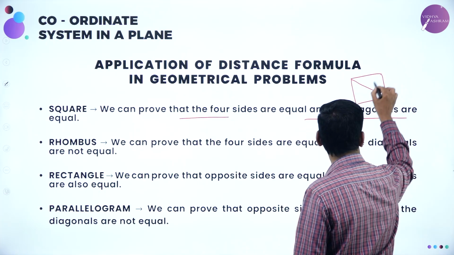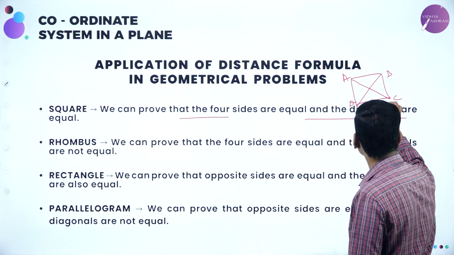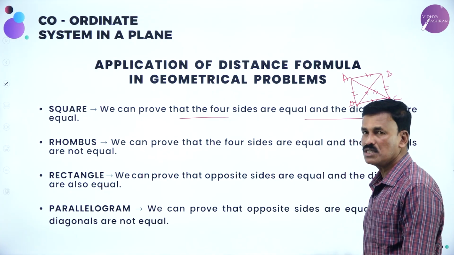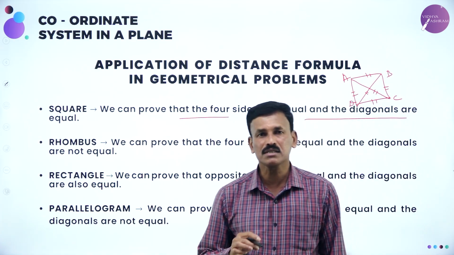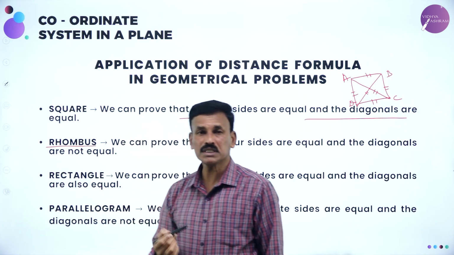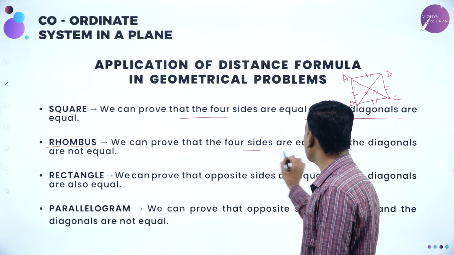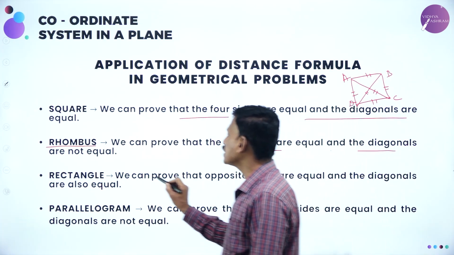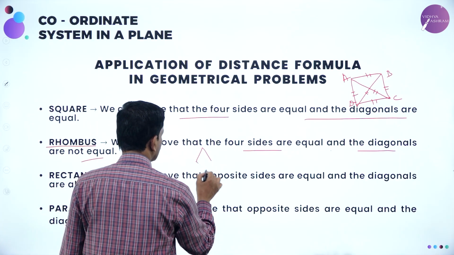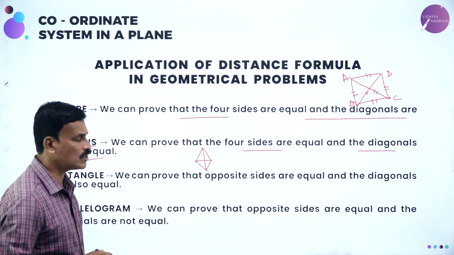This is a square, A, B, C, D. All the sides are equal and the diagonals are also equal, then it is called a square. Rhombus. For a rhombus, if all sides are equal and diagonals are not equal, then it is called a rhombus. We can prove that the 4 sides are equal and the diagonals are not equal. This is a rhombus. For a rhombus, all sides are equal and the diagonals are not equal.